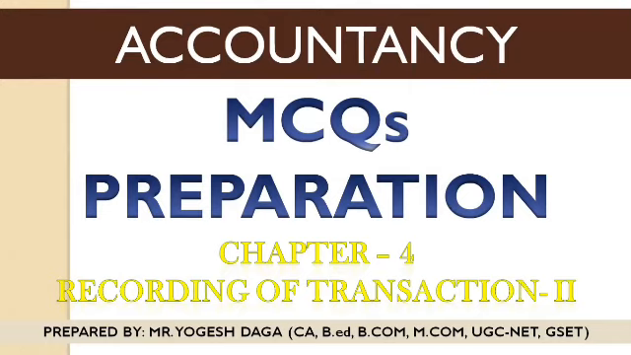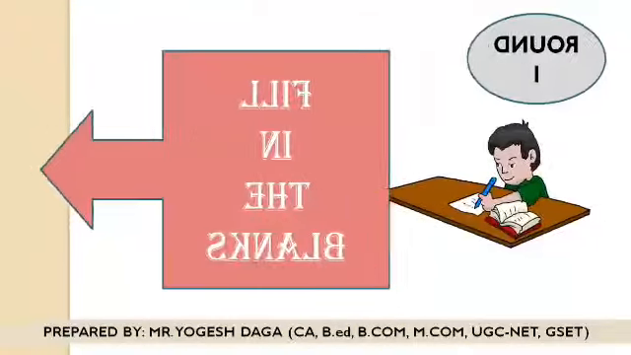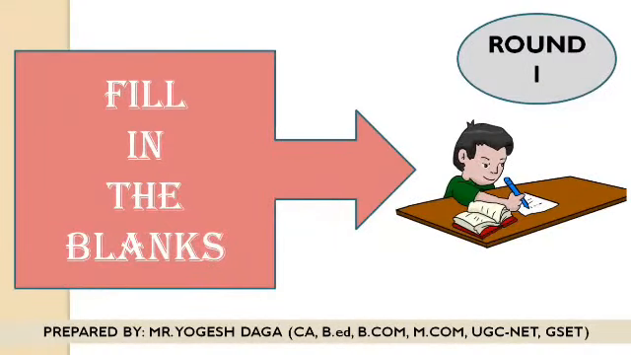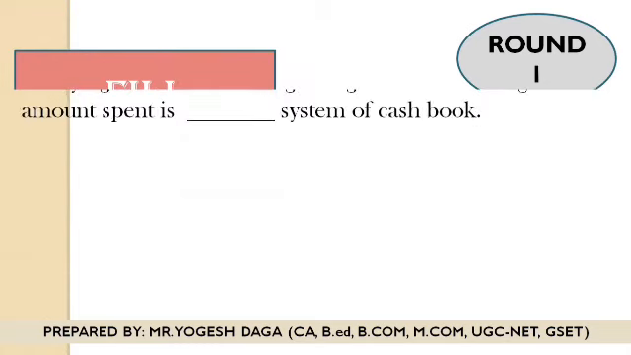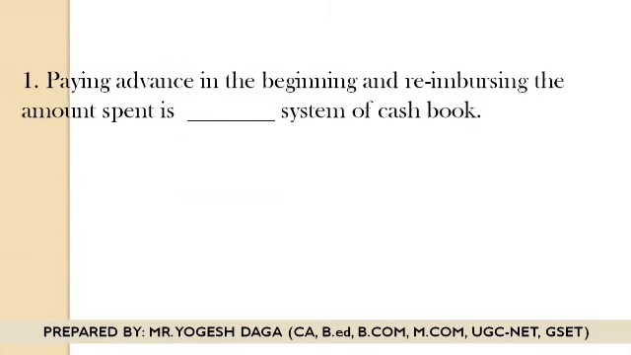And here we go with our journey. The first round here on the screen is the fill in the blanks round. Okay, students, so first question here on the screen. Paying advance in the beginning and reimbursing the amount spent is dash system of accounting. Okay, students, take a pen and paper and start writing the answer. Pause the video if it is going fast. Write your answer and then verify whether you are right or wrong with my answers.